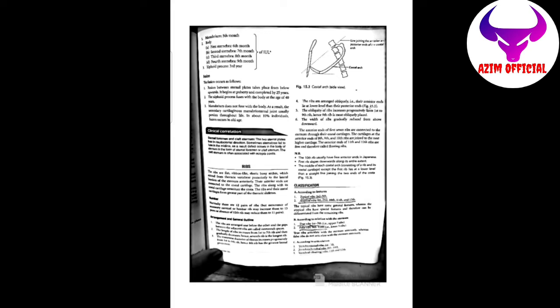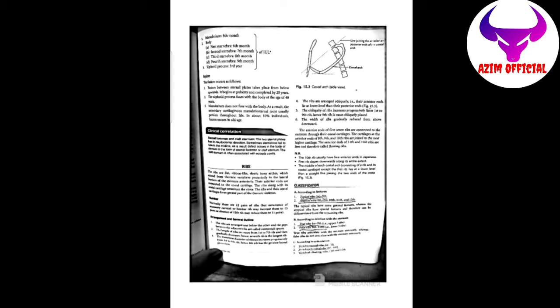Nota bene: the 10th rib usually has free anterior ends in Japanese people. It may be a genetic modification, or because physically they are a little shorter than others. That's why they may have the 10th or 12th ribs without cartilage. Maybe it occurs, I don't know, but it may be found. But it is not important for viva or written exams.